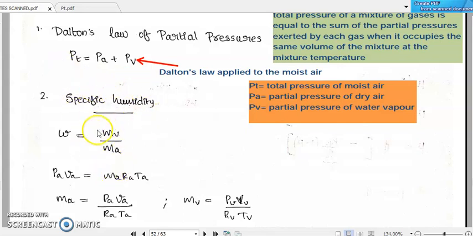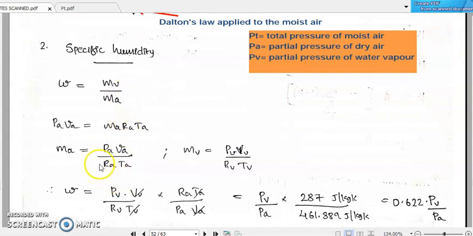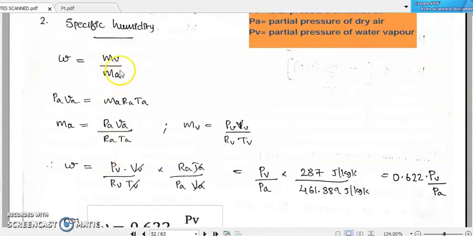It can be written as mv by ma, where mv is the mass of water vapor associated with ma, the mass of dry air, or 1 kilogram of dry air. So how can we write this mv by ma? Let us take our ideal gas relationship: PV = mRT, or PaVa = maRaTa.